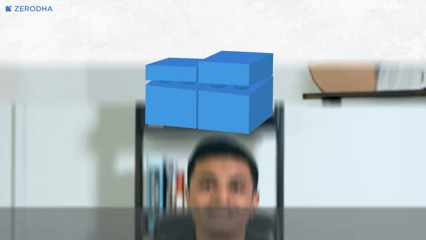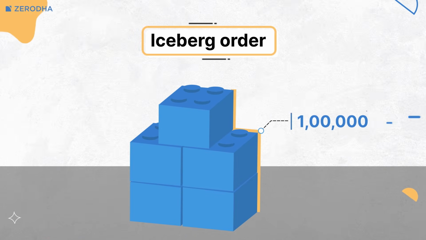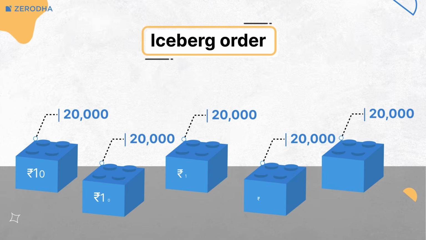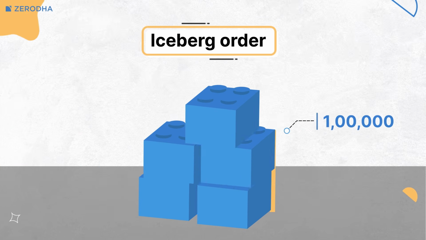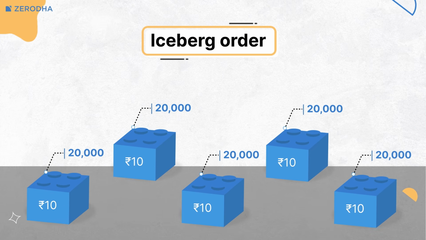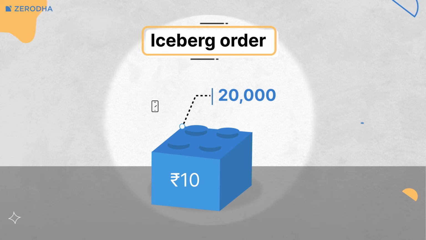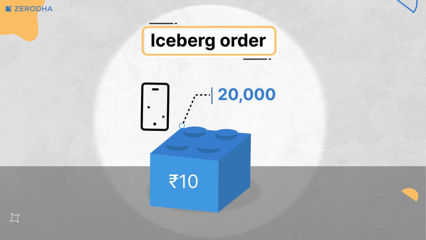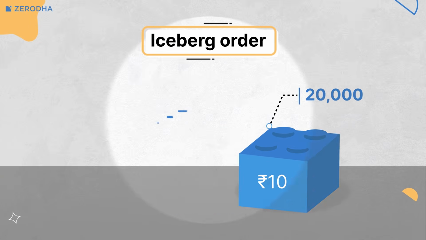So in the earlier example, instead of placing one order for 1 lakh shares, you can place an iceberg order for 20,000 shares at 10 rupees with 5 legs, which splits your large order into 5 small orders of 20,000 shares at 10 rupees each. Once the first order is completed, another order for 20,000 shares at 10 rupees is automatically placed, and so on, until all 1 lakh shares are bought. By doing this, you are not letting the sellers know that you want to buy 1 lakh shares, which can prevent the sellers from increasing the price due to the perceived demand. This also helps keep market prices stable and reduces the impact cost of large orders.